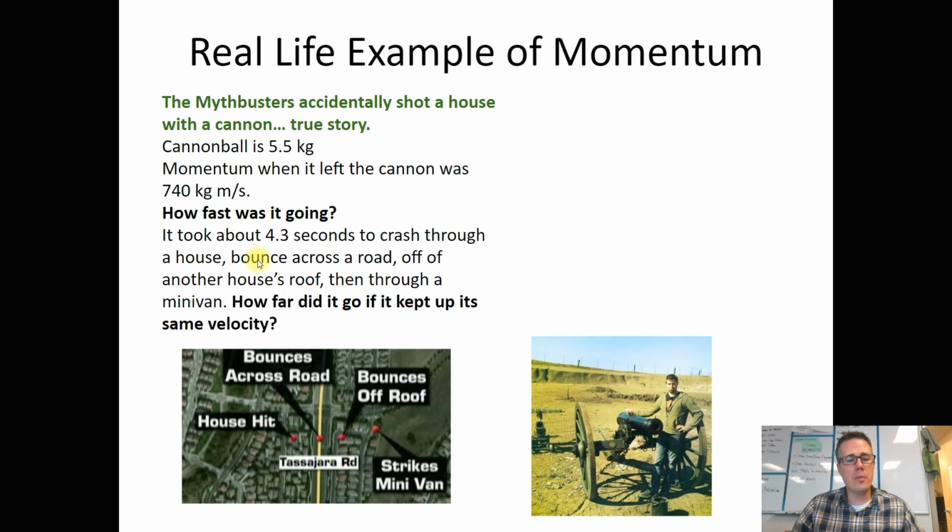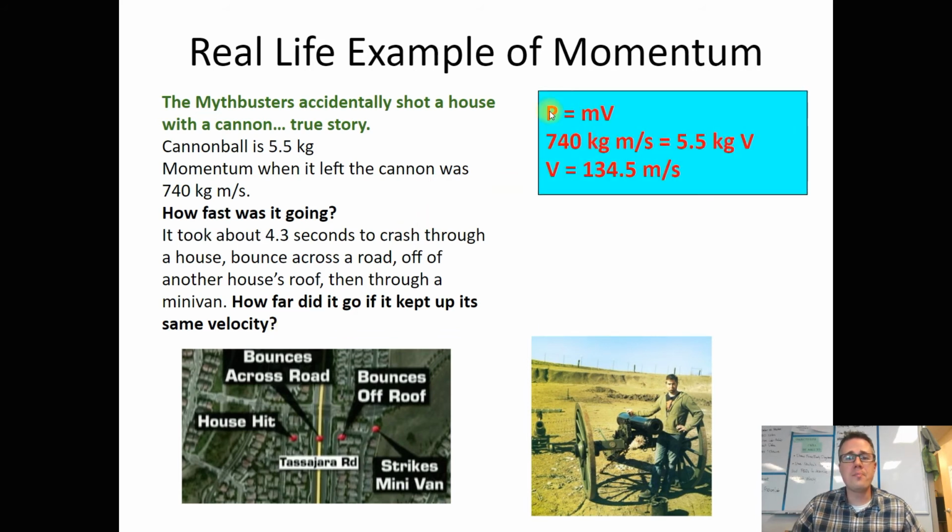I want you to think about how fast was it going. So when I looked at the news reports, here's what they figured out. It took about 4.3 seconds, and what it did was it crashed through a house, bounced across a road, and then off of another house's roof, and then right through a minivan. That was its whole little trip, and it did all of that in 4.3 seconds. If we want to figure out how fast was it going and how far did it go if we kept up with its same velocity, all that kind of stuff, we can use our momentum equation to do this.